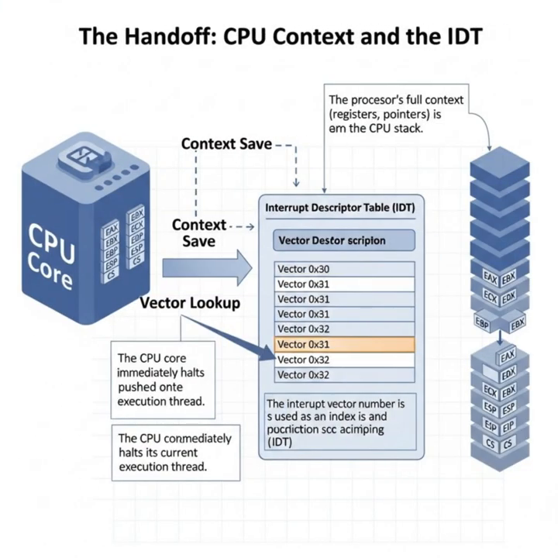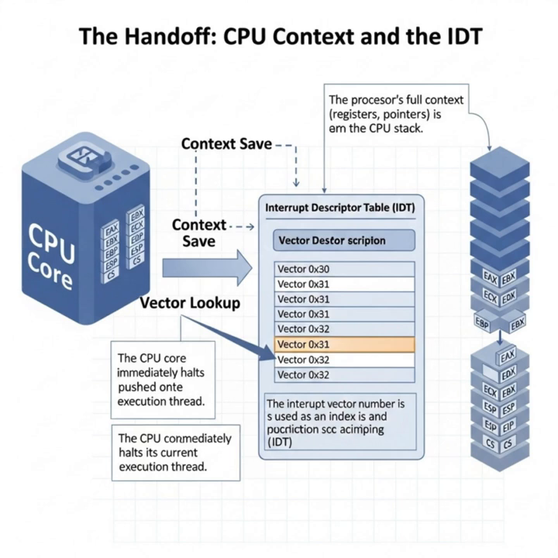The CPU core has received the vector. Its current task, whether it's running your web browser or a background service, is instantly suspended. The CPU performs a critical automatic operation, a context switch. It saves its current state, the contents of its registers, the instruction pointer, the stack pointer, onto a special protected area of memory called the kernel stack. This is like putting a perfect bookmark in a book, so it can return later without losing its place.